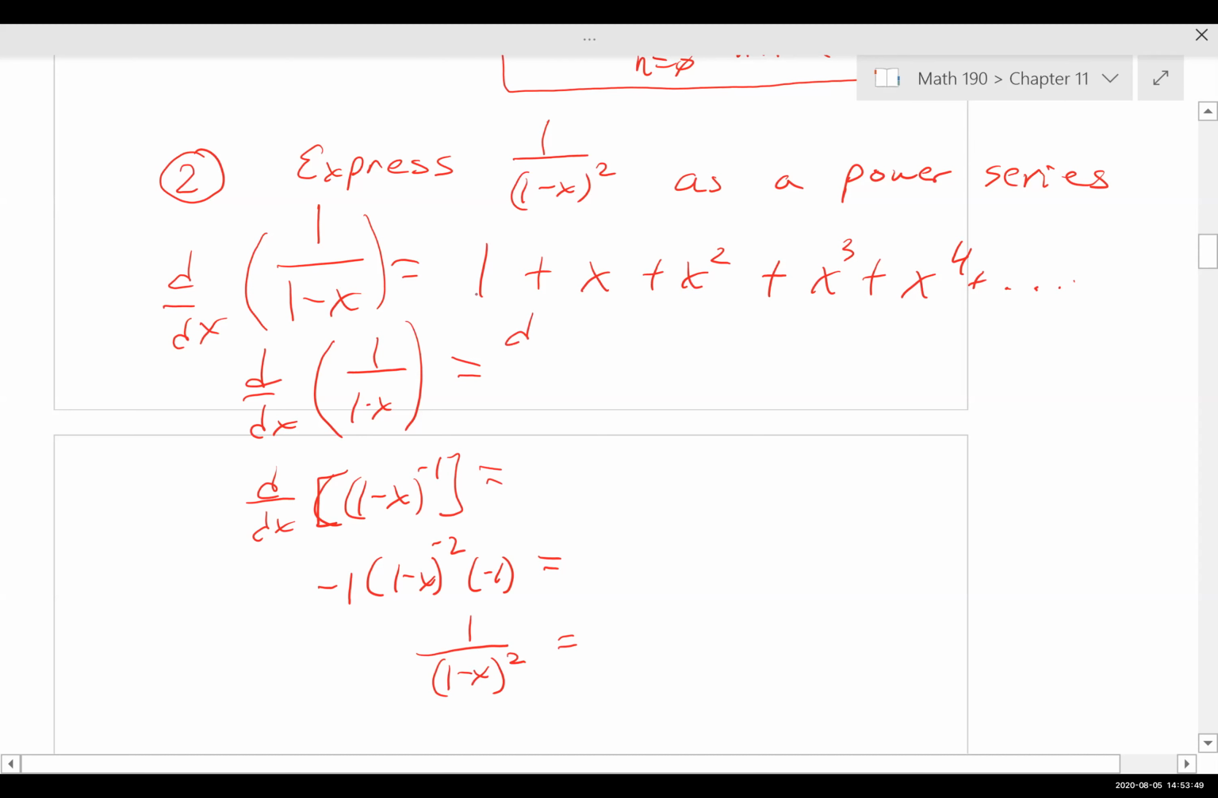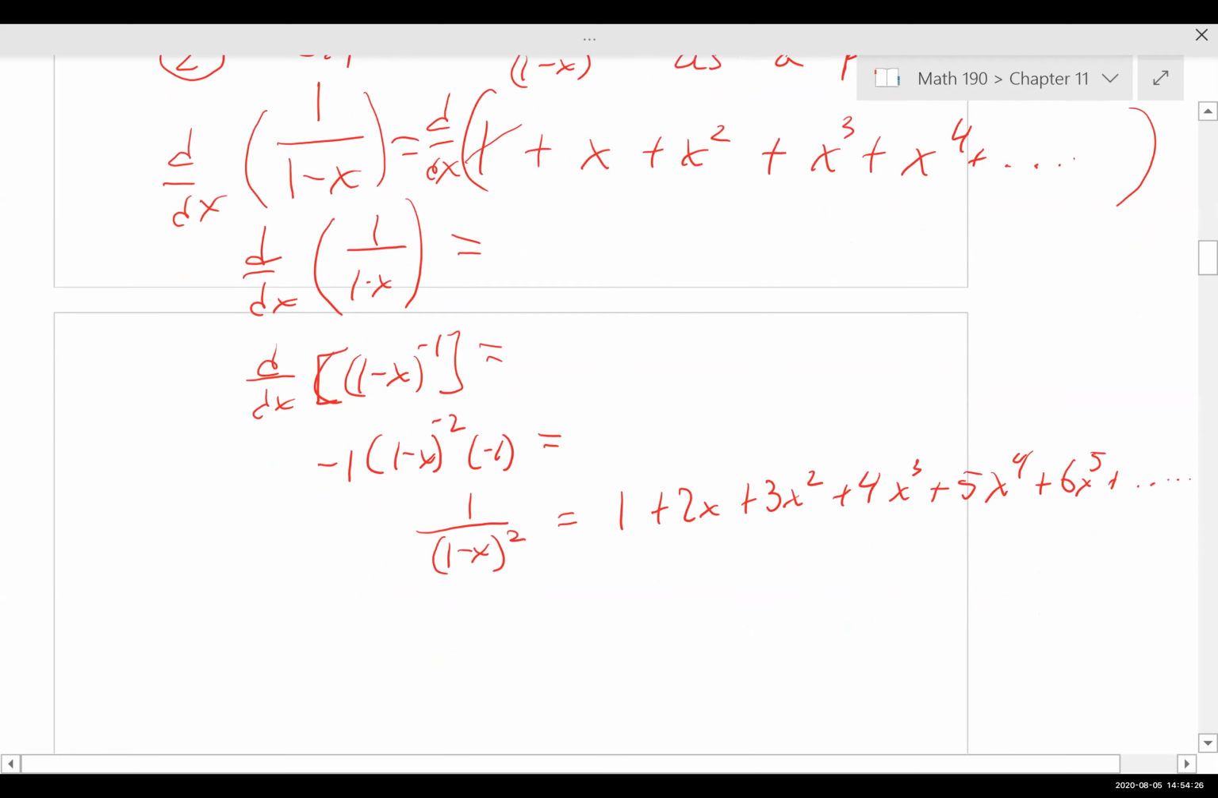The derivative, so that means I can take the derivative of the right side term by term. So let's do that. What's the derivative of 1? Well, it's 0. It goes away. What's the derivative of x? It's 1. What's the derivative of x squared? It's 2x. What's the derivative of x cubed? It's 3x squared. 4x cubed, 5x to the 4th, 6x to the 5th, plus dot, dot, dot. Okay. It's kind of cool.